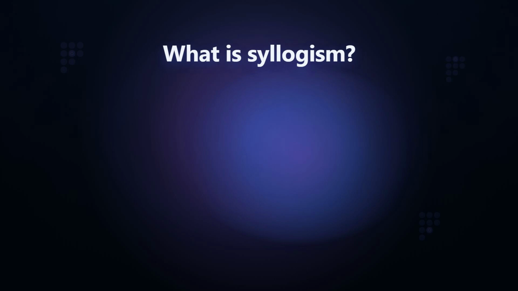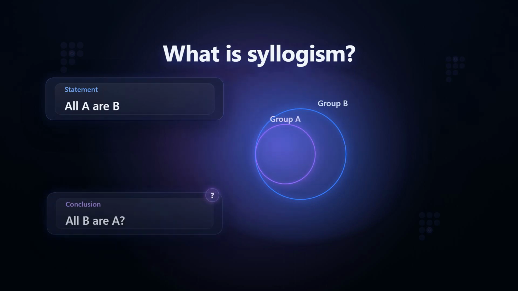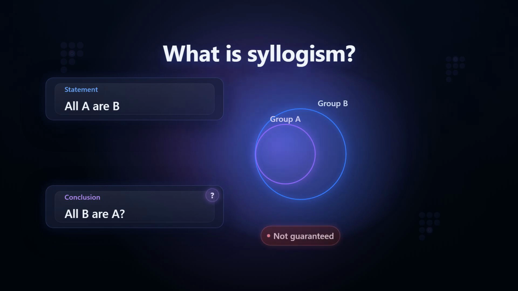At its core, syllogism is just relationship testing. You are given a few statements. Each statement tells you how one group connects with another group. Then you are given a conclusion. Your job is not to use common knowledge. Your job is to check whether the conclusion definitely follows from the given relationships.